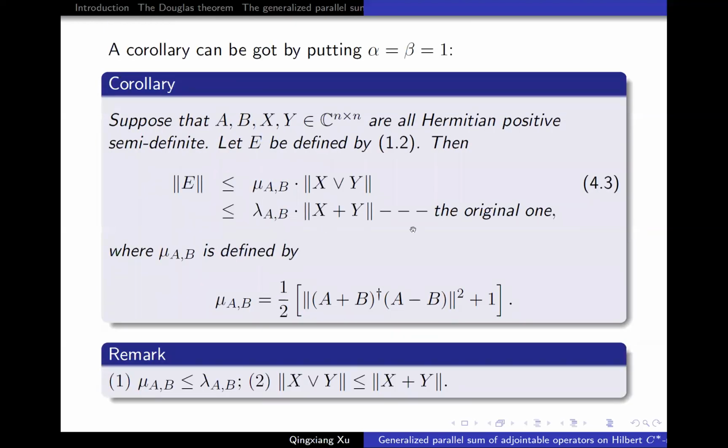And this original one was obtained by Anderson and Duffin. I want to remark that this number is smaller than this one, and also this number is smaller than this one. So we can make an improvement on Anderson and Duffin's result.